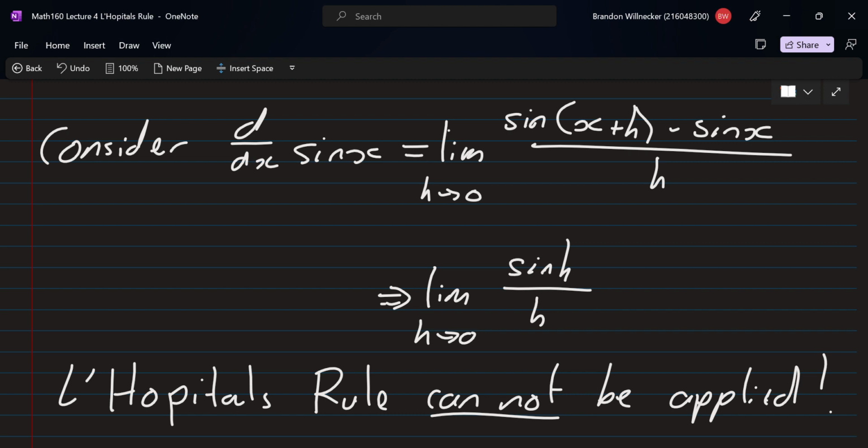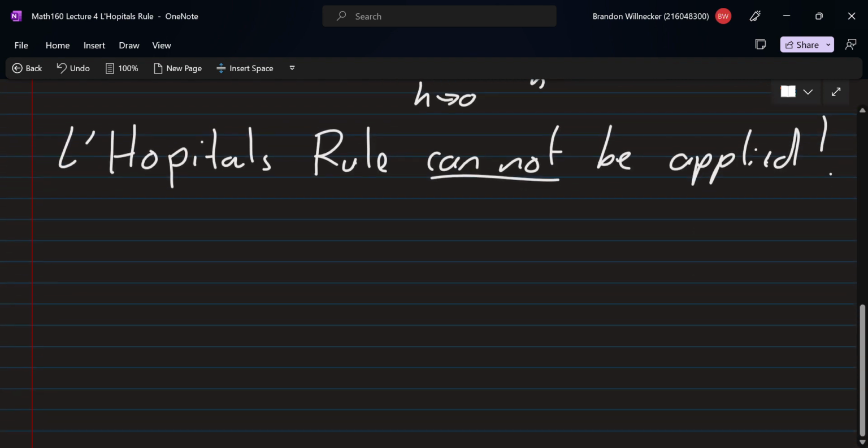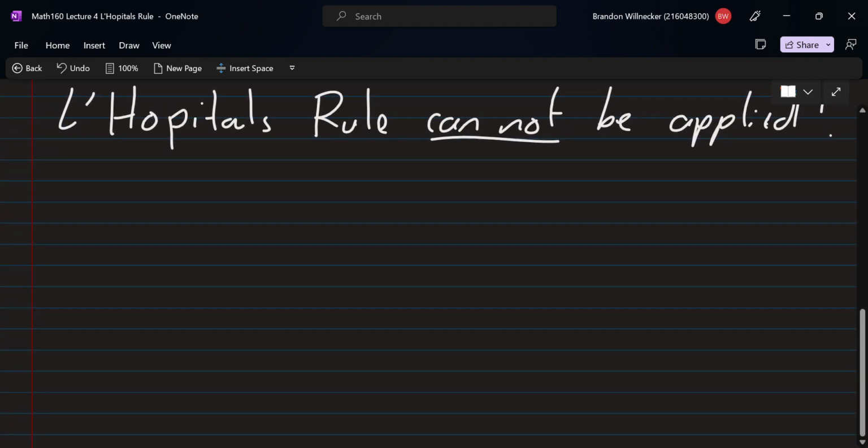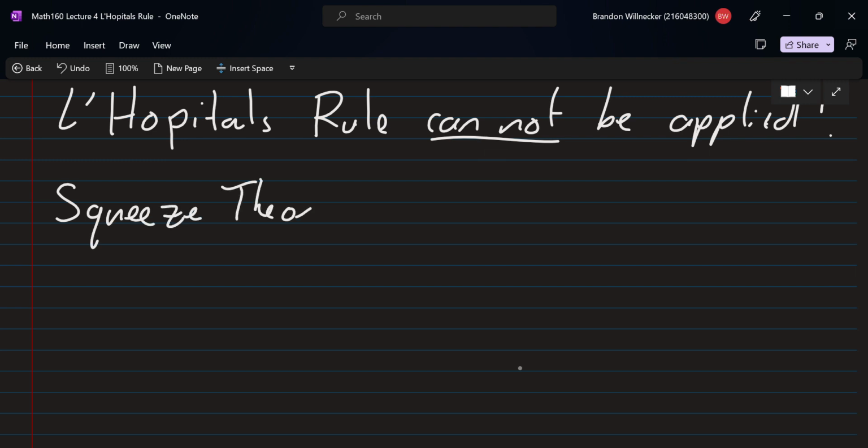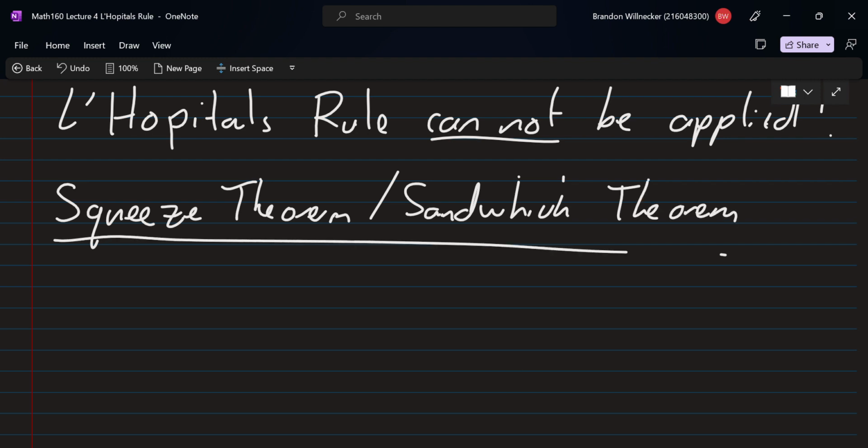So we're going to have to do something else. Instead of using L'Hopital's rule, we use something called the squeeze theorem. Have you seen the squeeze theorem before? Squeeze theorem or sandwich theorem, you should be familiar with that. If you're looking this up online, you might see squeeze theorem, you might see sandwich theorem, that's the same thing.